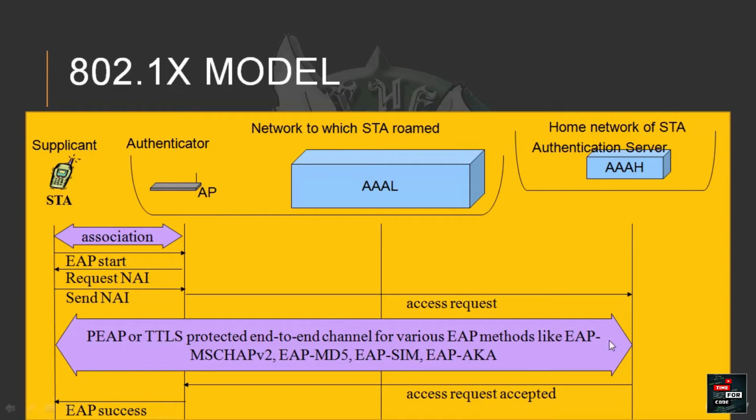So then we see that the EAP authentication is end-to-end, and it can be protected with PEAP or TTLS, so you have a secure encrypted end-to-end channel where even various legacy username and password based authentication methods might be supported. Things like EAP MS-CHAP v2, for example.